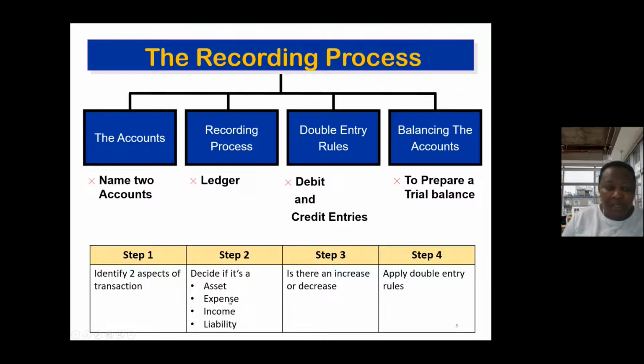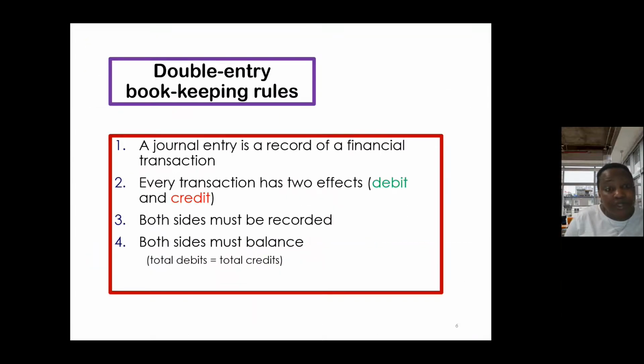Is it a capital? Has there been an increase or a decrease? Has there been a reduction or an increase, and then we apply the double entry. So those are the 4 stages that we would be using in recording transactions into the journal entry, into the journal books. So, identifying the two aspects of the transaction.